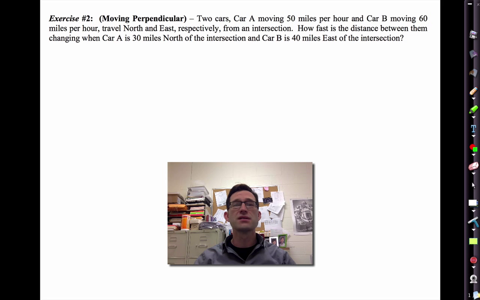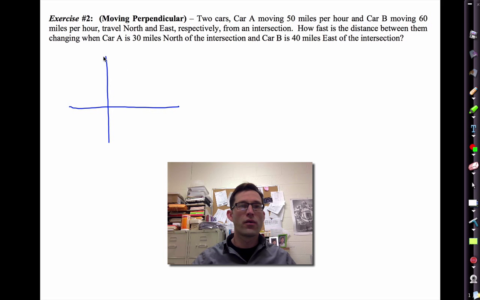How fast is the distance between them changing when car A is 30 miles to the north of the intersection and car B is 40 miles to the east of the intersection? Again, before I do anything with rates that I know and rates that I want, I have to get a feeling for the physical situation that's going on. So let's orient ourselves with maybe a little compass orientation, something like this. Maybe we'll have north and east.